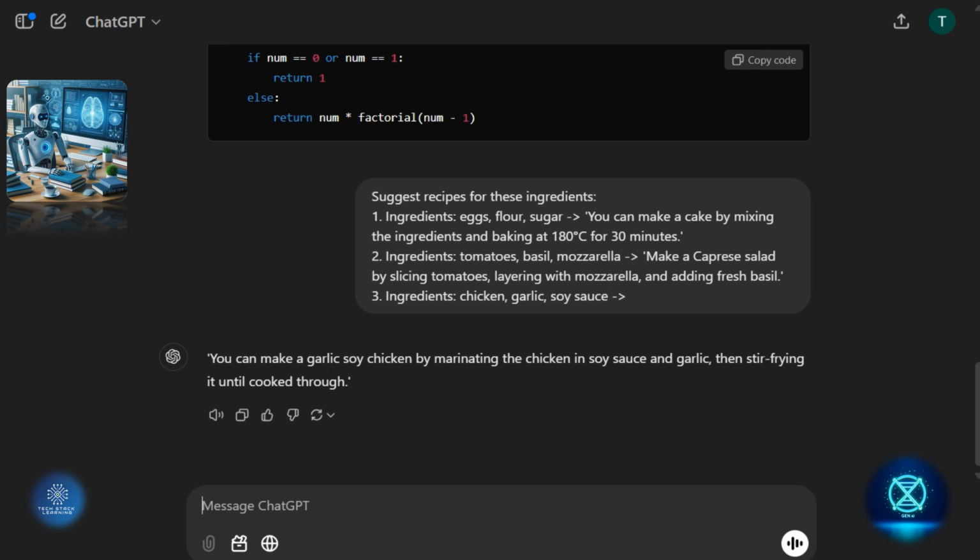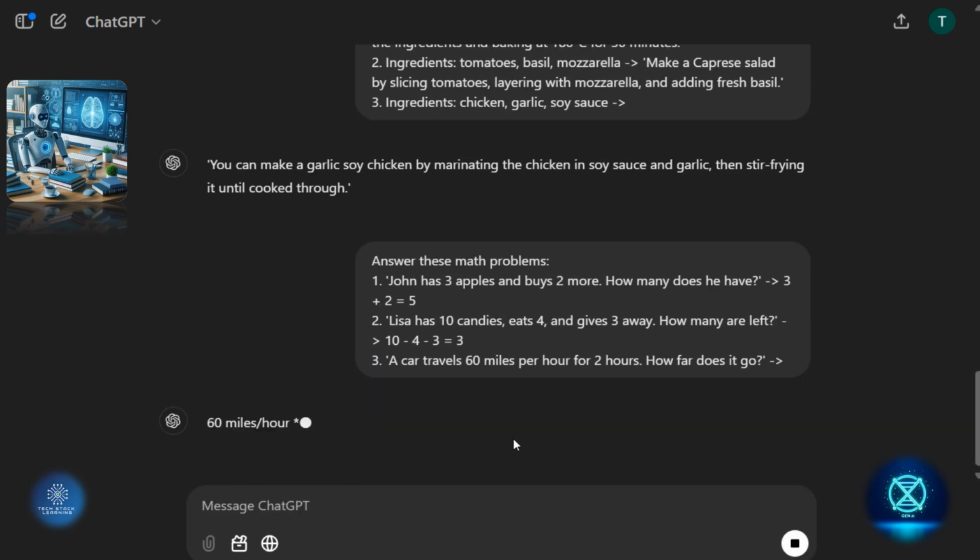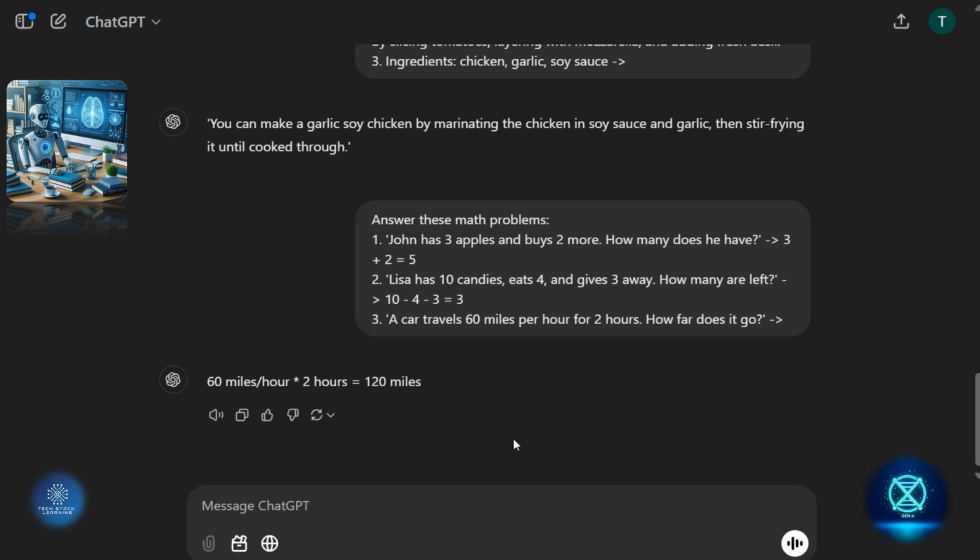So if you want to solve any problems, math problems, right, there also we can just see how it works. So answer these math problems. John has 3 apples and buys 2 more. How many does he have? So we have given, this is how. If you just directly ask this question, it gives you its own way of responding, its own results back with all the explanation. But for me, I just want exactly the answer, right? I don't want any full explanation of what the response looks like or how it is coming. So if you see here, it just gives me 60 miles per hour into 2 hours, equal to 120 miles, right?